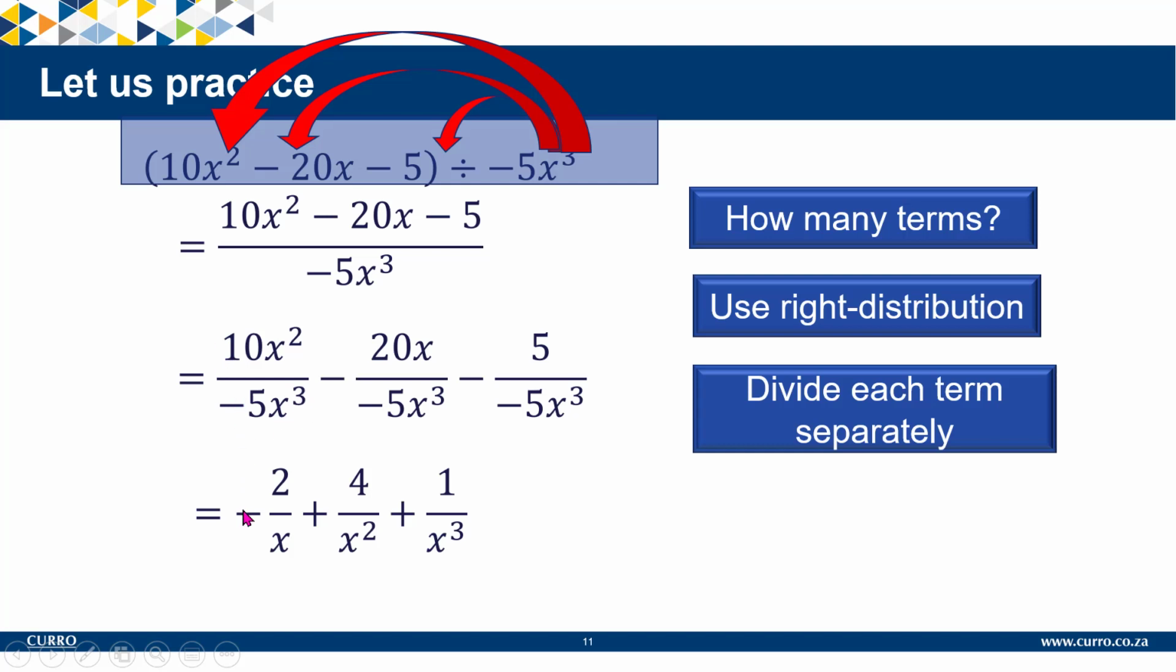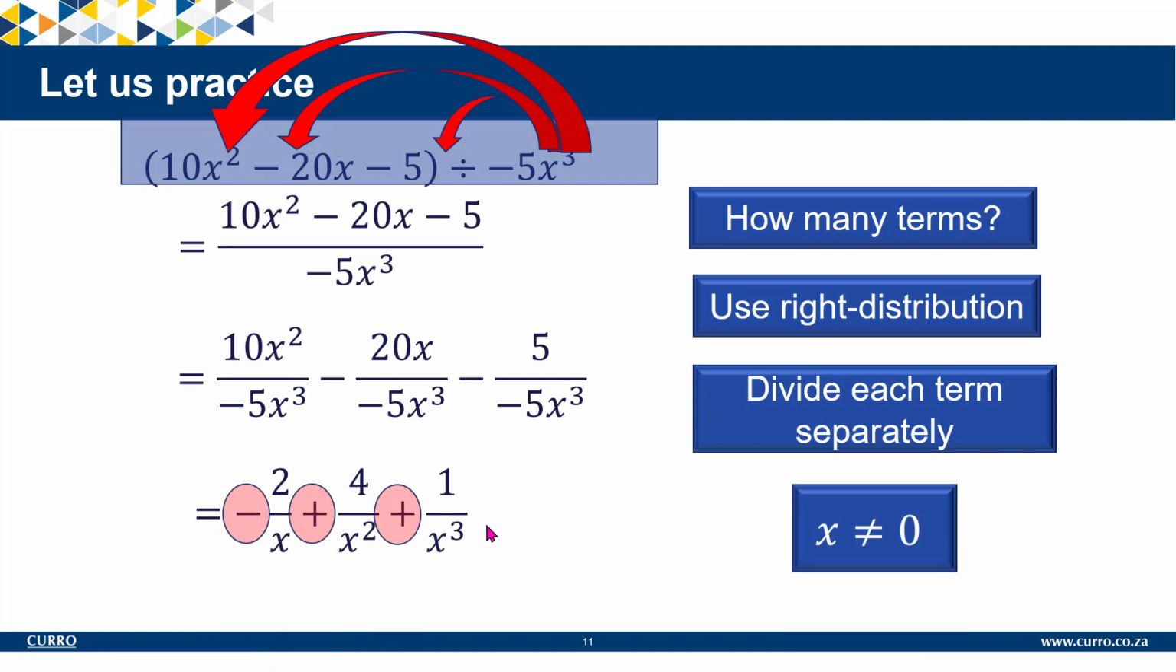So let's do this. Positive divided by negative is a negative. 10 divided by 5 is 2. But now be careful. If you cancel the x's, the x will be left in the denominator because there are more x's in the denominator. A negative divided by negative is a positive. 20 divided by 5 is 4. But be careful. The answer will be x squared in the denominator, because if you subtract the exponents, it will give you x to the power of negative 2, which means x must be in the denominator. Negative divided by negative is a positive. 1 over x cubed. And remember, x cannot be 0, and be careful of those signs.